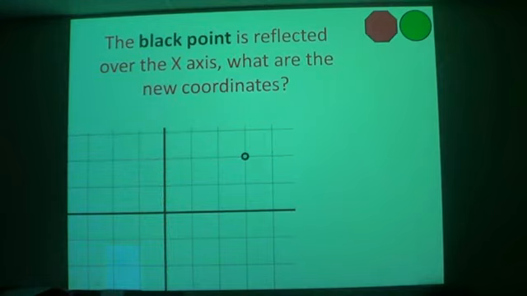The black point is reflected over the x-axis. What are its new coordinates? Click on the stop sign.